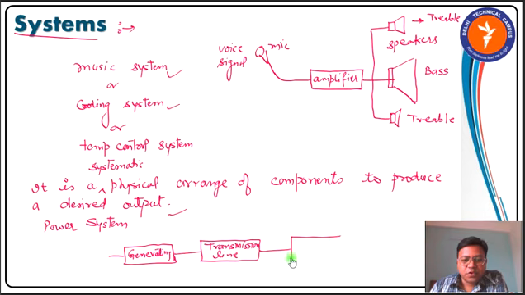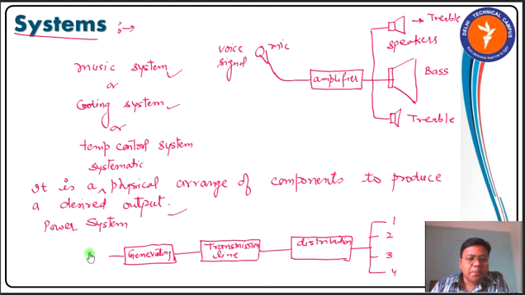locations we have a distribution system, which then distributes the electrical energy into different localities, say locality 1, locality 2, locality 3 and locality 4. Now this arrangement is termed as a power system.